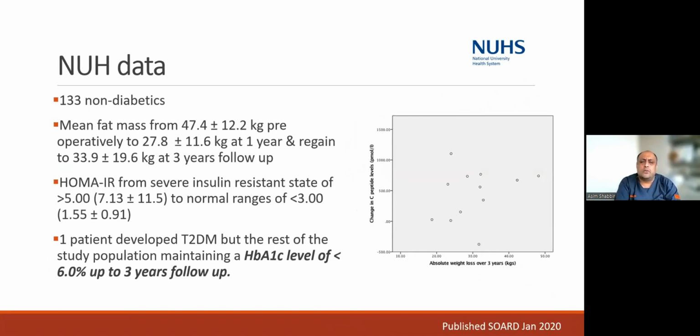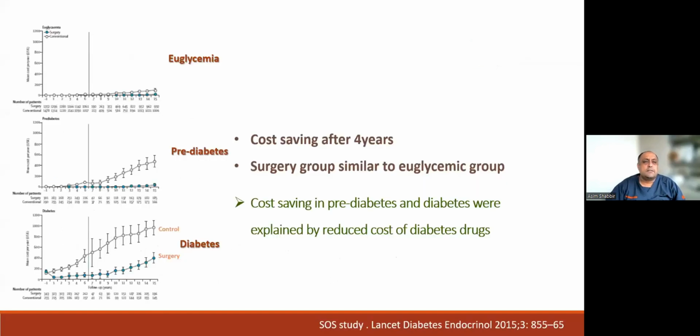Now, we looked at ours, and we were able to show that even sleeve gastrectomy worked marvels up to 3 years, but beyond 3 years, there was recurrence in diabetes, right? So there is cost saving after 5 years in treating patients who have pre-diabetes, with the surgery group similar to the euglycemic group.